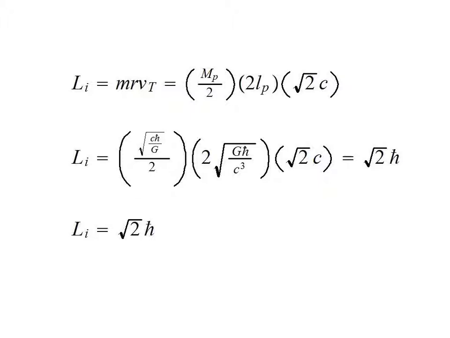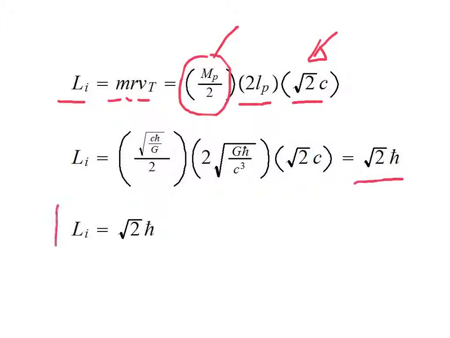So let's calculate the initial angular momentum. We know the angular momentum is equal to m times r times the tangential velocity. Our initial mass is the Planck mass divided by 2. Our initial radius is 2 Planck lengths. And the tangential velocity is given by the square root of 2 times c, and this value we see is constant from our work in the time paper. Doing the math gives us the square root of 2 times h bar. Therefore, the initial angular momentum is the square root of 2 times h bar.